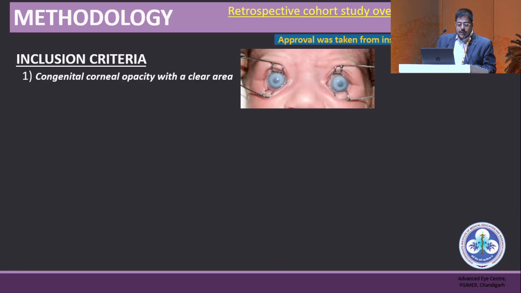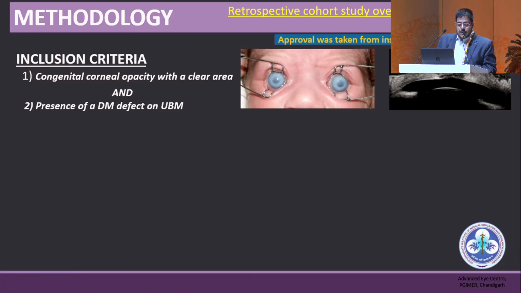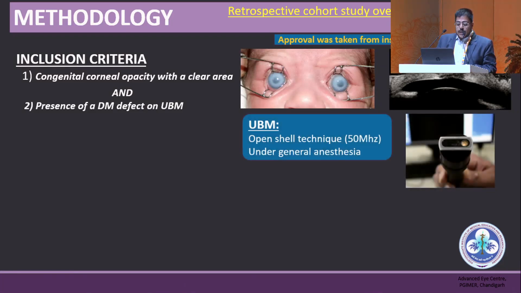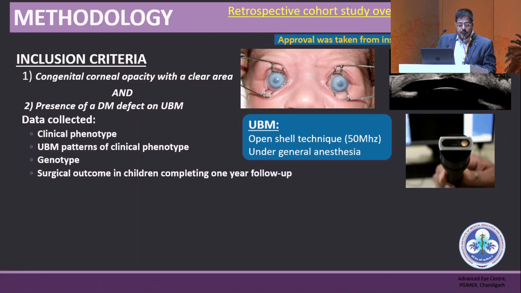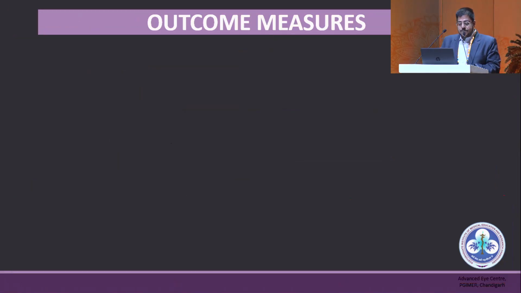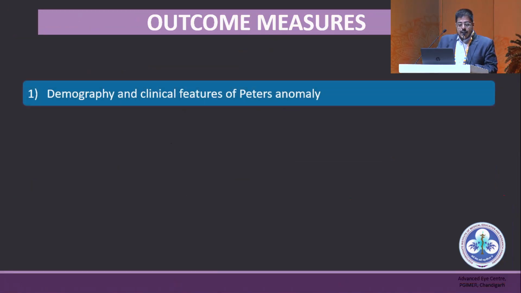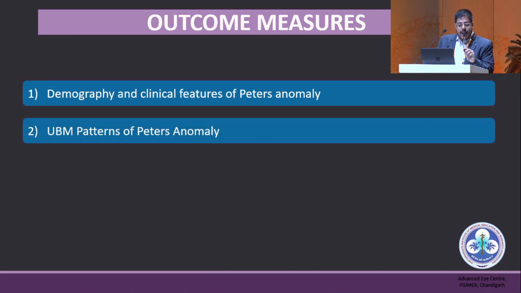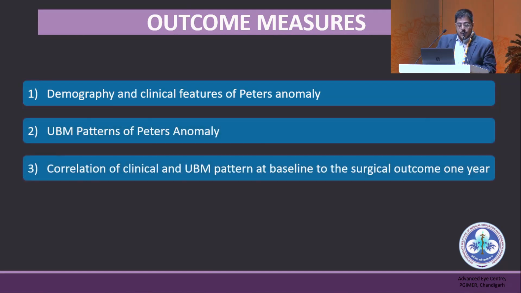We included children who had a congenital corneal opacity with a central clear area, presence of a Descemet defect on UBM, which was done using an open shell technique under general anesthesia, and the following data was collected. The glaucoma outcome was graded as good, fair, and poor depending on the glaucoma control. So our outcome measures were as follows: demography and clinical features of Peters anomaly, UBM patterns of Peters anomaly, and correlation of clinical and UBM pattern at baseline to the surgical outcome at 1 year.